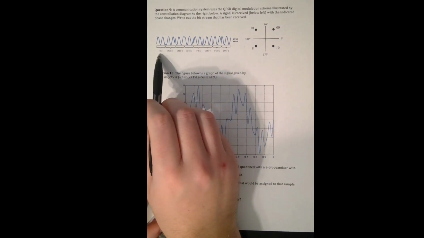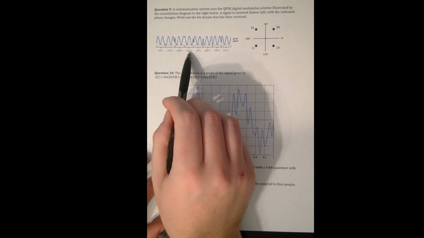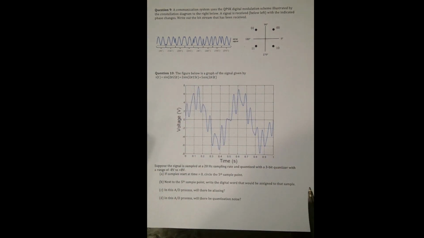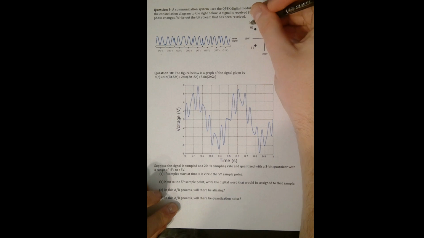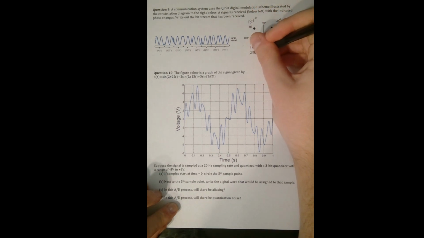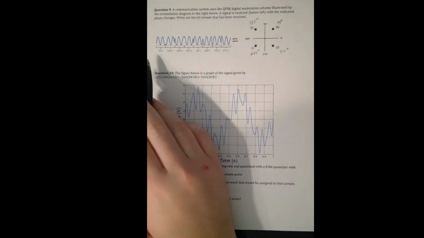So in this case, we're giving you the angles of the phase for each of these. So all we really need to figure out is at which of these angles is which bit stream being sent. So if we look 0 to 90, that means 0, 0 is at 45 degrees. 90 to 180, that means 0, 1 is at 135 degrees. 180 to 270, that means 1, 1 is at 225 degrees. And 270 to 0, that means 1, 0 is at 315 degrees. So now we just have to match those up with the bit stream coming in.